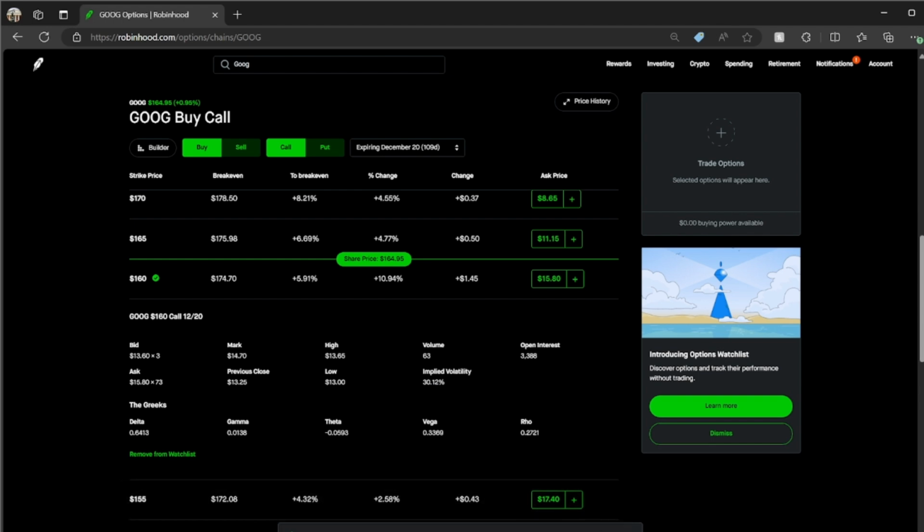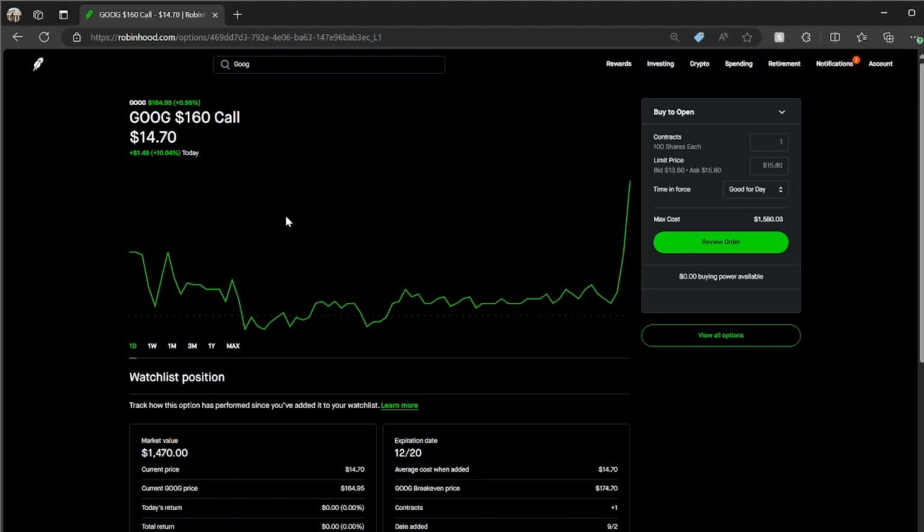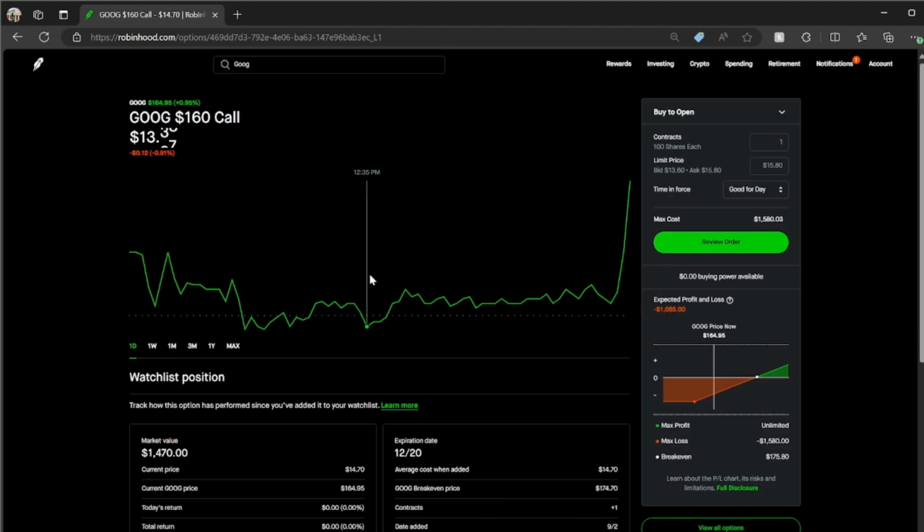Let's add it and look at how this option has traded historically. In the last trading day, you can see it was relatively flat. End of day, there was a spike as there was a lot of buying and Google went up, as did most of the market at close. So a 10% close after being flat all day, pretty impressive.